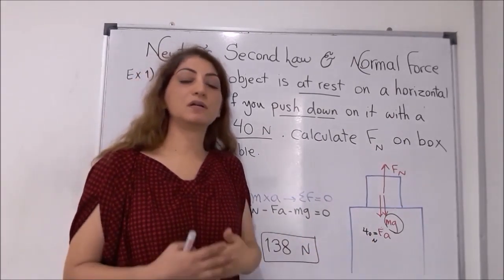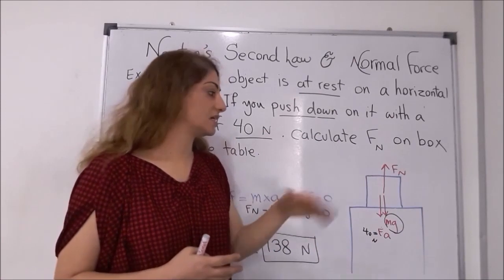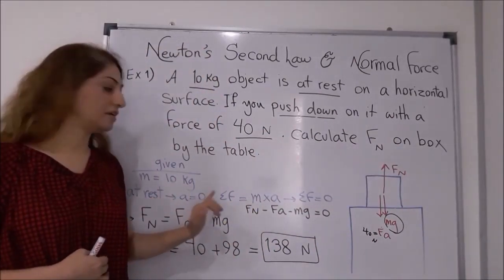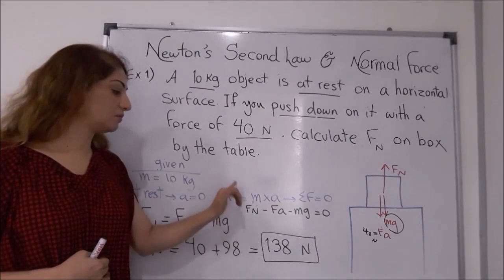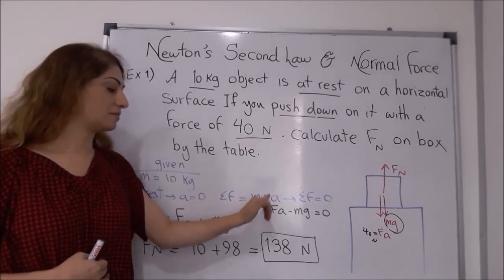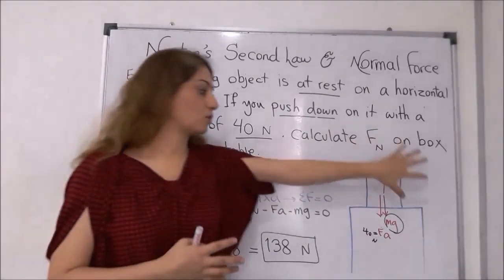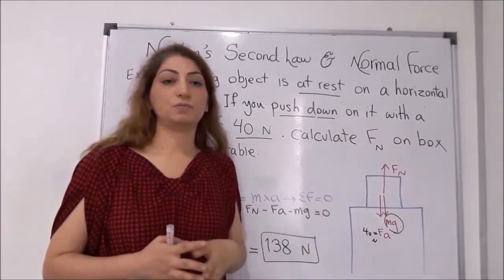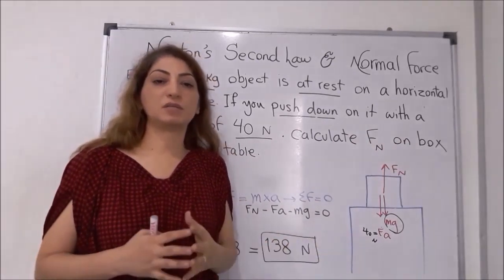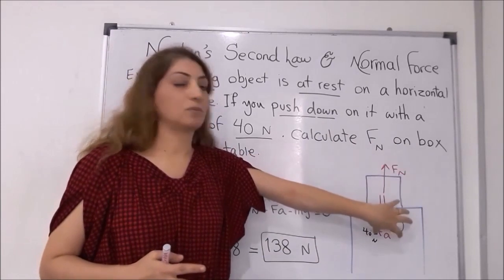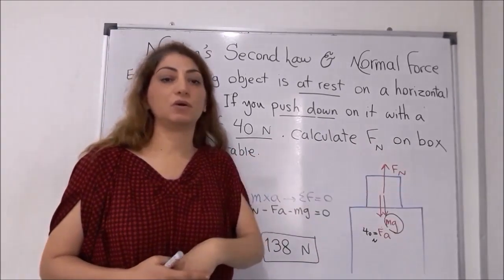Because the object is at rest, there is no acceleration, and if you put it in this formula, the sum of the forces equals mass times acceleration, which should be zero. It means that the forces here, overall, should be balanced. It means there is no resultant force. The sum of the forces, if you add them up together, should be equal to zero.